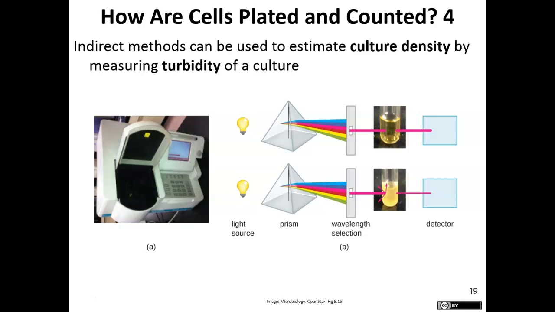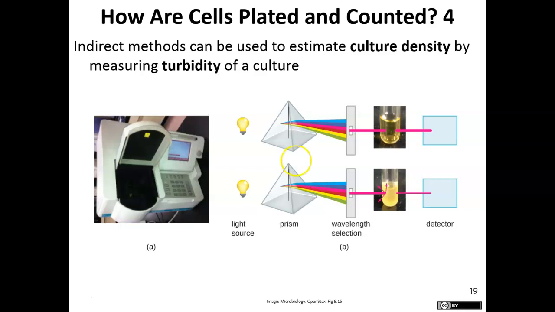So we're still talking about how to count cells. And so the last method is an indirect method where we're not actually counting cells, but we're counting the amount of material produced by cells. And this is known as turbidity. So turbidity is the amount of materials within a solution, and if it's a very turbid solution, light can't penetrate. If it's a less turbid solution, light will penetrate.